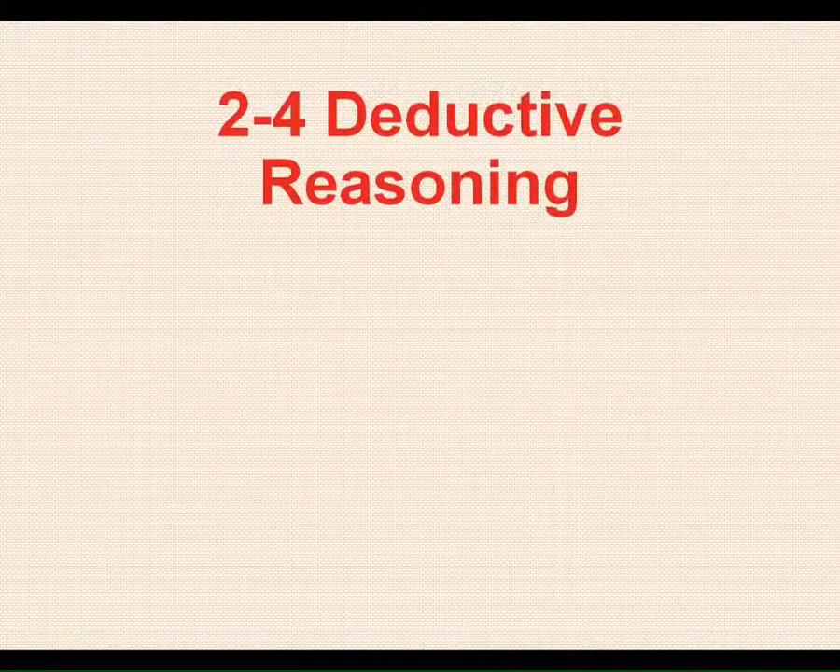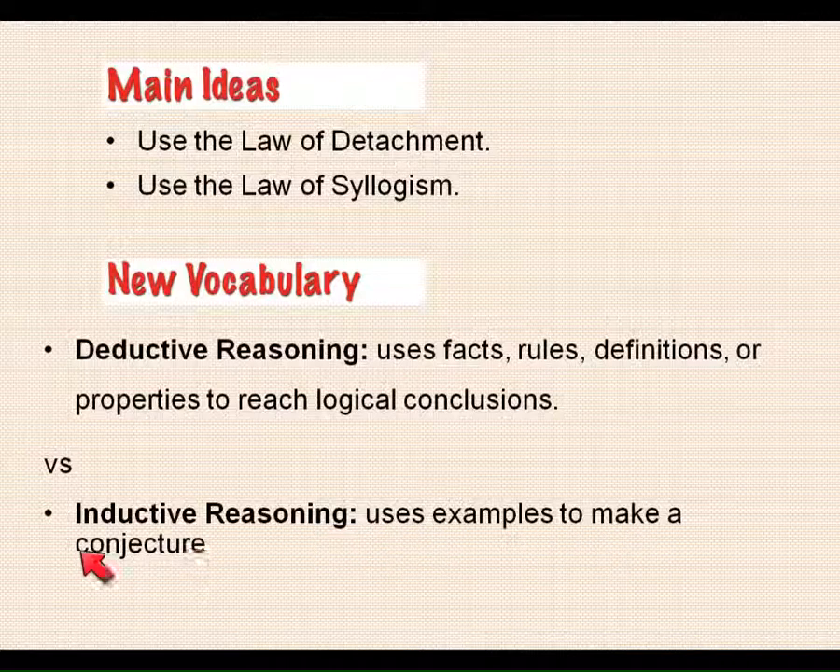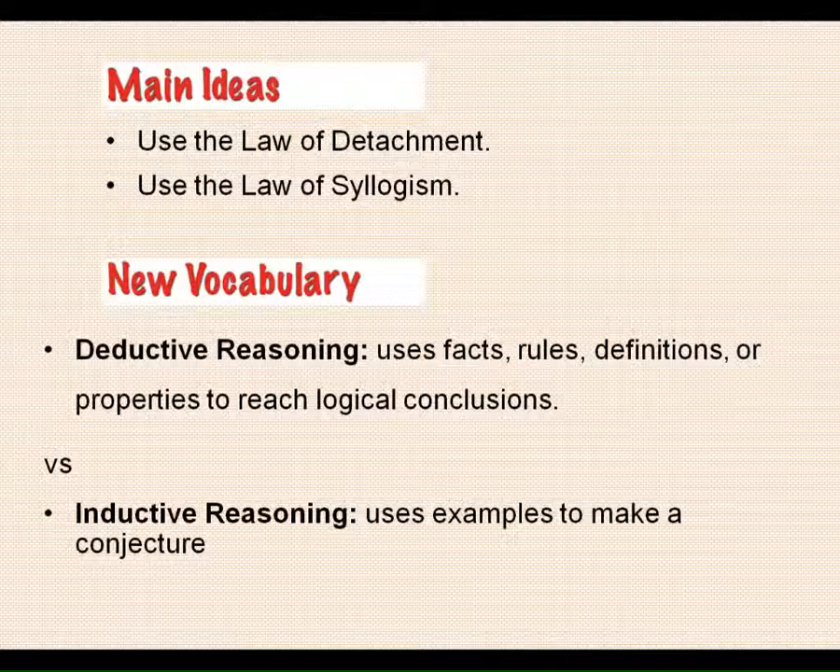What we're talking about today is types of deductive reasoning. Remember, in the very first section we talked about inductive reasoning. In inductive reasoning, we use examples to make some conjecture, some false or some true statement. So if you saw a pattern, you said, okay, this is my conjecture on the pattern, this will be the next number. That was using inductive reasoning. Now we're going to talk about deductive reasoning.